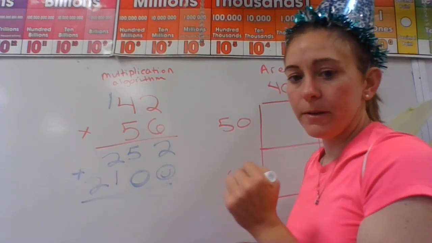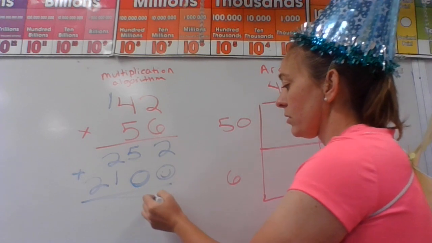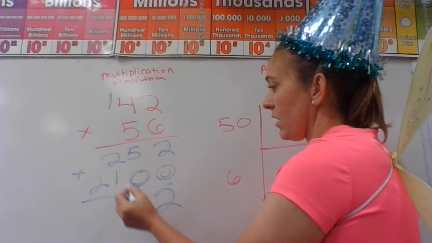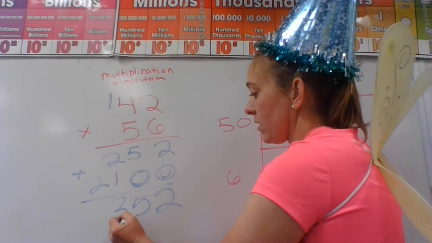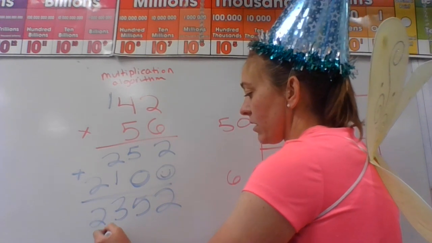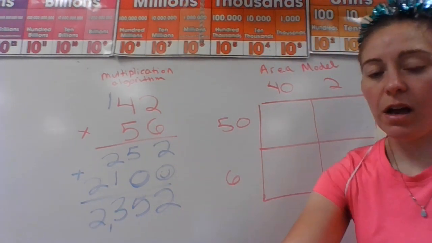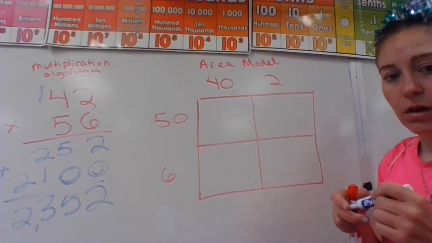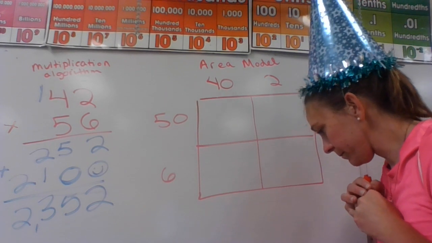Add that all up. 2 plus 0 is 2. 5 plus 0 is 5. 2 plus 1 is 3. And 2,352. So now if we did it correctly, we should get the same answer in our area model when we do it over here as well.